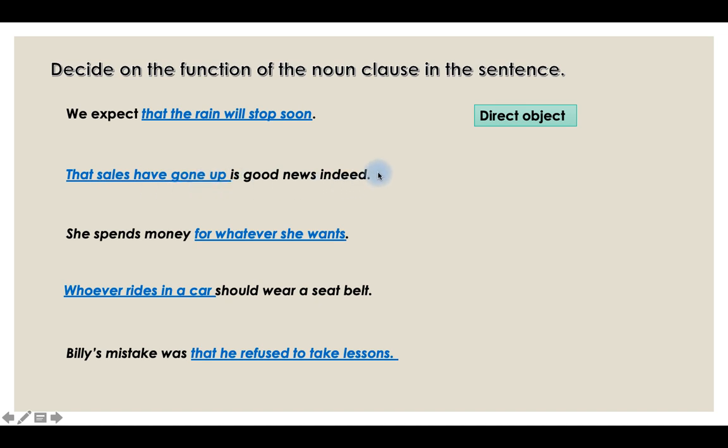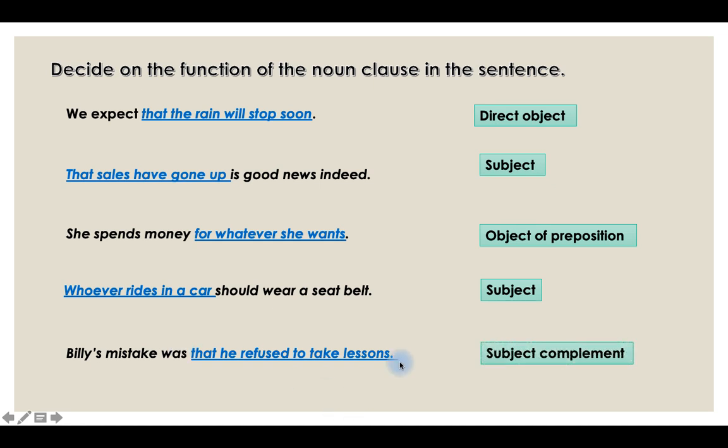That sales have gone up is good news indeed. What is good news? This is the subject of the sentence. She spends money for whatever she wants. For what? Yeah? This is object of preposition, for. So it follows the preposition. Whoever rides in a car should wear a seatbelt. Whoever rides in a car is in the position of subject. Yeah, who should wear a seatbelt? Billy's mistake was that he refused to take lessons. That he refused to take lessons follows the verb to be. That's a subject complement.